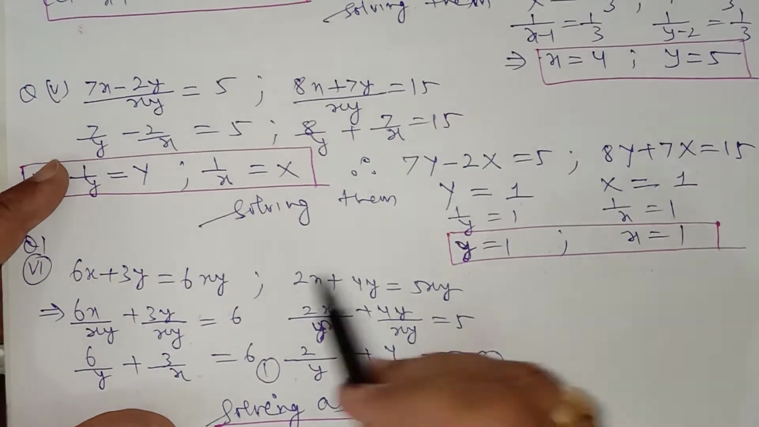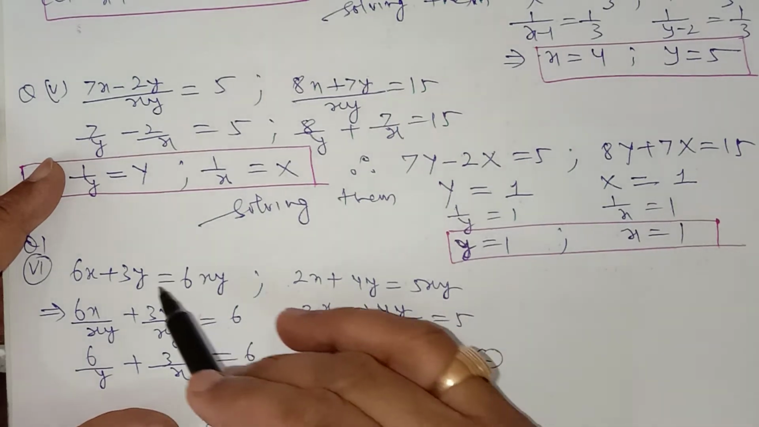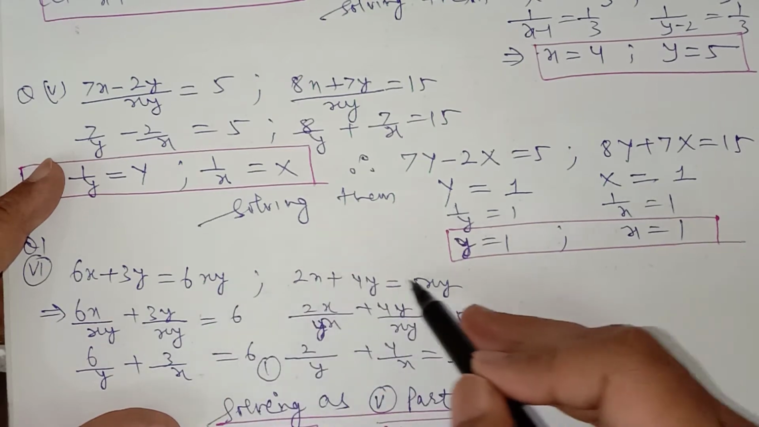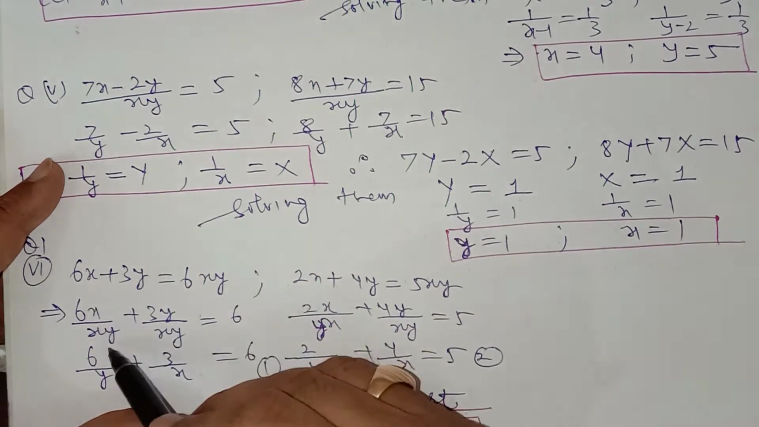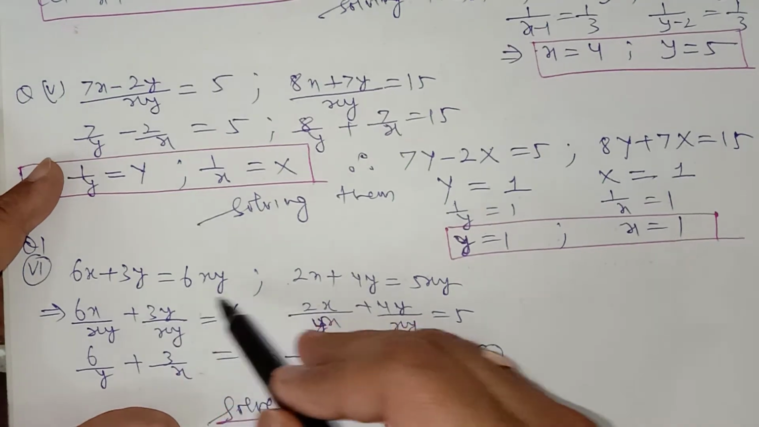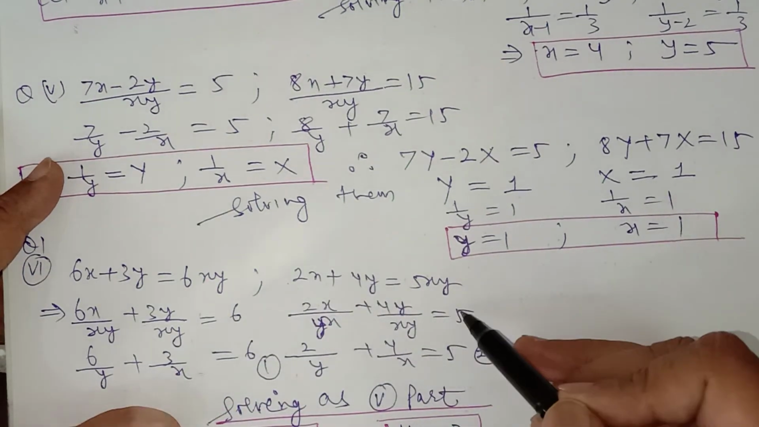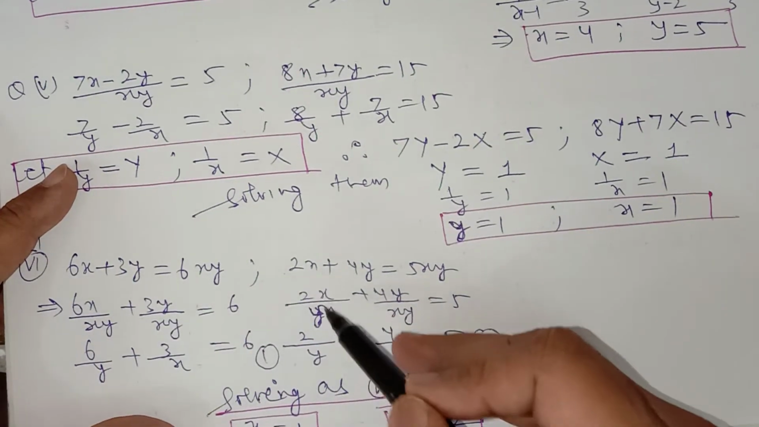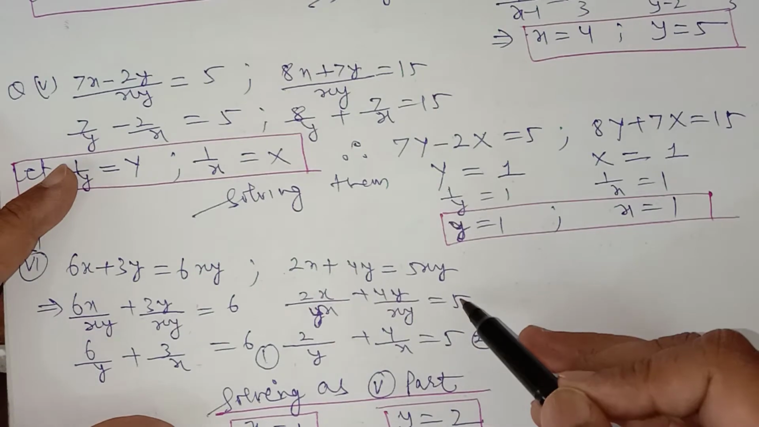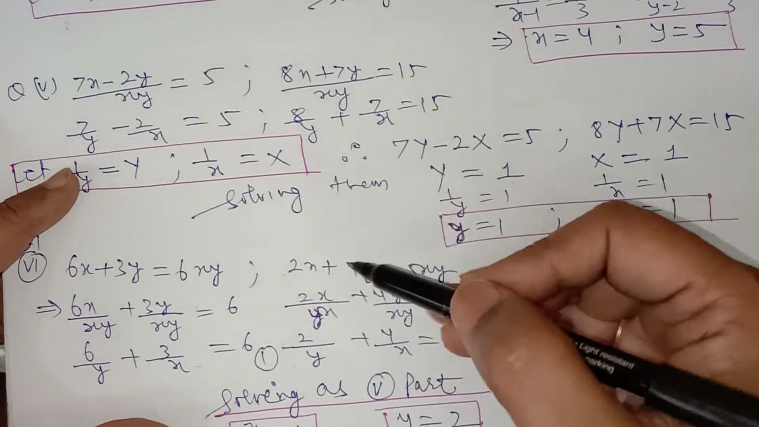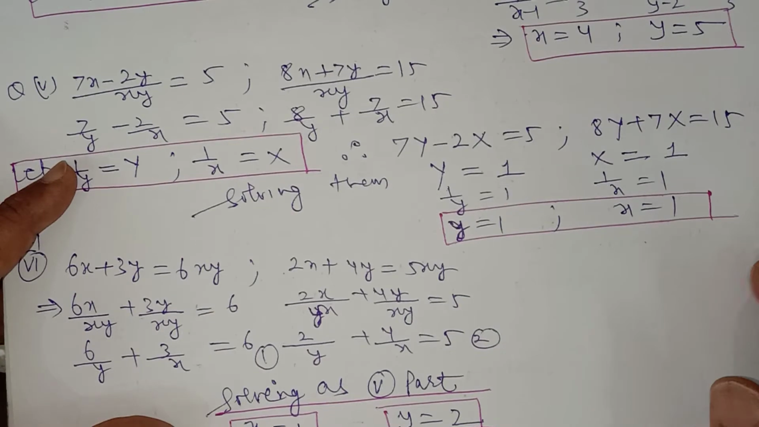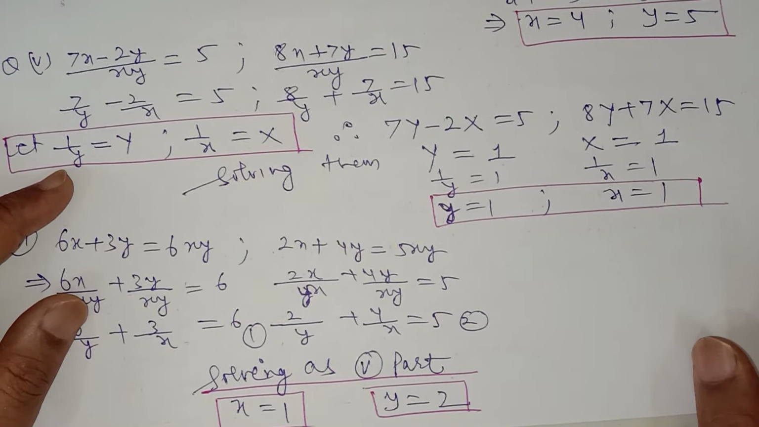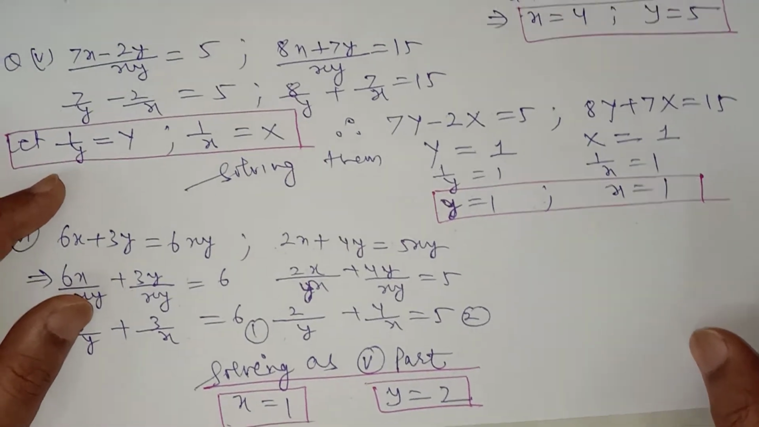In the sixth part, we have the variable on the right hand side, so you have to remove this, because we want the constant on the right hand side. You can divide the whole equation by xy. So we'll get 6x upon xy, 3y upon xy, and 2x upon xy, 4y upon xy is equal to 5. So this will be 6 upon y, 3 upon x, 2 upon y, 4 upon x is equal to 5, and solve this as we have done in the above questions. Let 1 upon y be equal to capital Y and 1 upon x be equal to capital X, and solve these. We will get the values of x and y as 1 and 2.